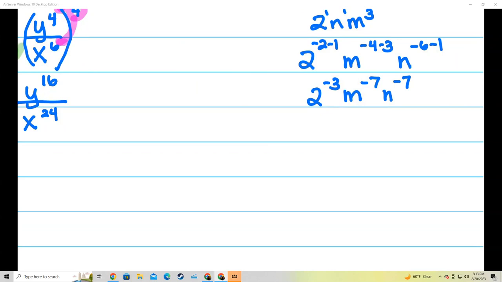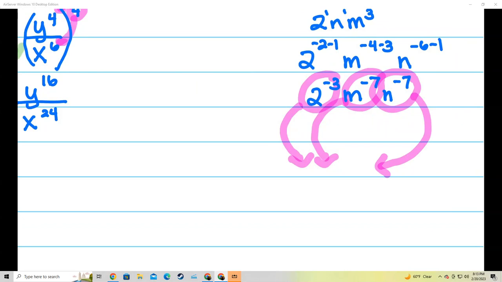This is going to go to the bottom. This is going to go to the bottom. And this is going to go to the bottom. Well, if everything's on the bottom, then what's up top? Remember, we can't just leave a fraction alone like that. So I'm going to put a 1 on the top to hold its place, and everything else is going to get pushed down. So that 2 to the negative 3 becomes 2 to the positive 3. That m to the negative 7 becomes an m to the positive 7. And that n to the negative 7 becomes an n to the positive 7.